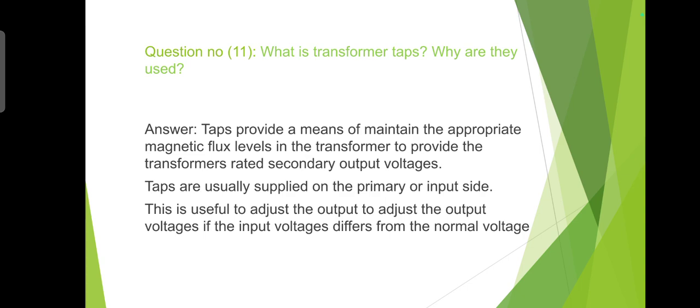Question number 11. What are transformer taps? Why are they used? Taps provide a means of maintaining the appropriate magnetic flux level in the transformer to provide the transformer's rated secondary output voltage. Taps are usually supplied on the primary or input side. This is useful to adjust the output voltage if the input voltage differs from the normal voltage.